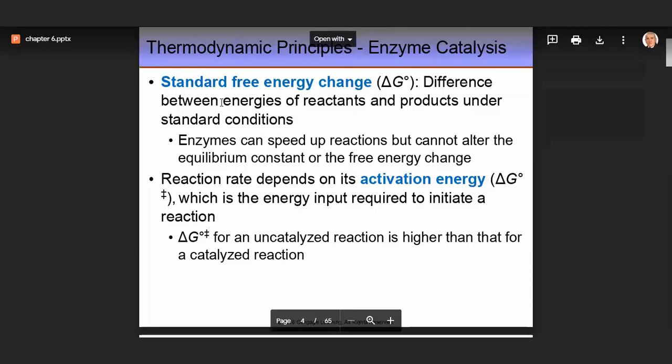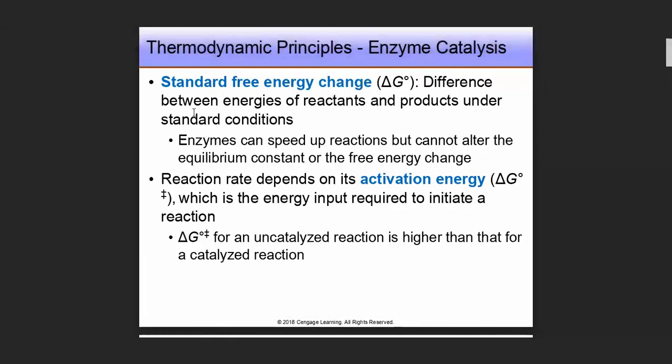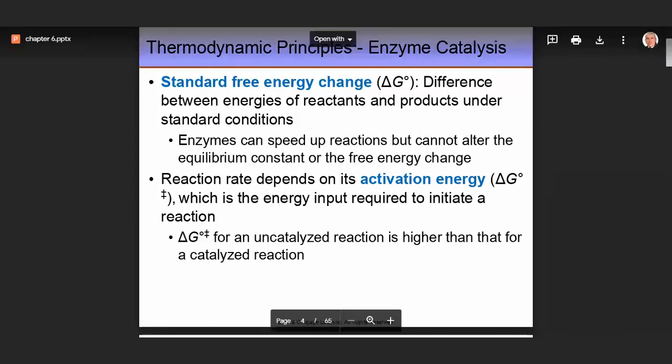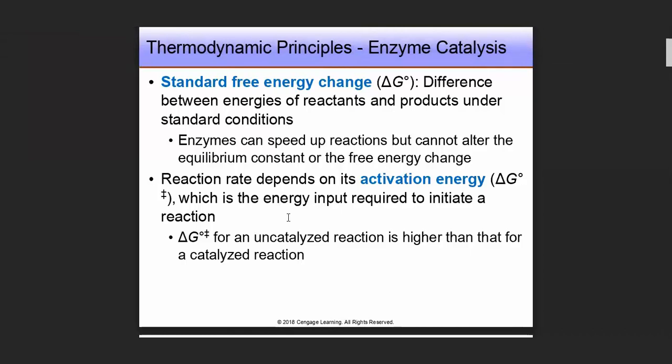Now we want to talk about some concepts in thermodynamics. The standard free energy change, which is the difference between energies of reactants and products under standard conditions. Enzymes can speed up reaction, but they will not change the equilibrium constant or the free energy change. Now, reaction rate depends on its activation energy, which is the energy input required to initiate a reaction.